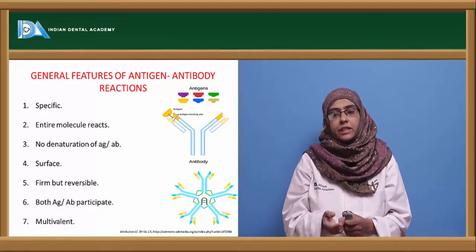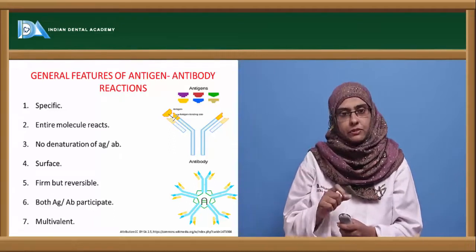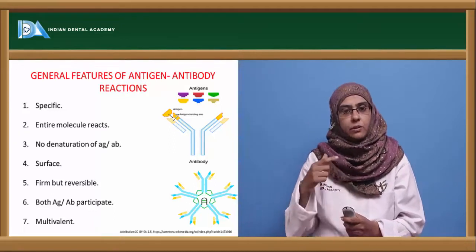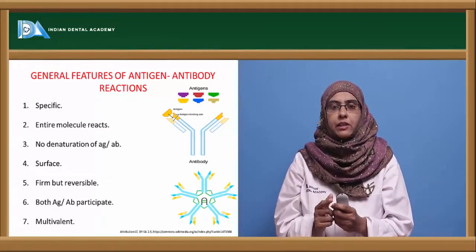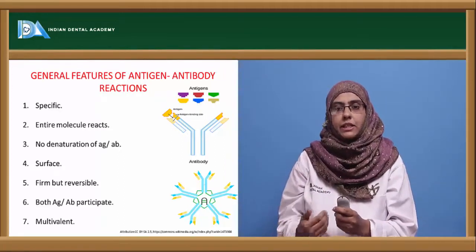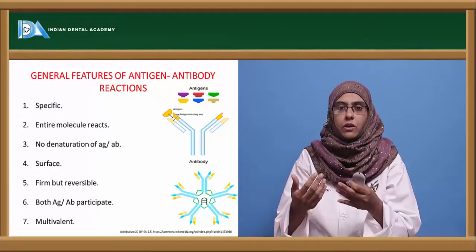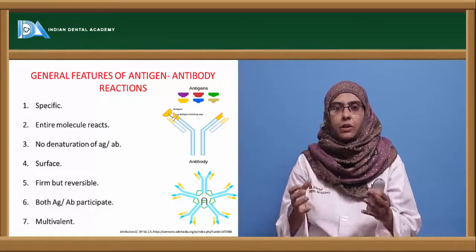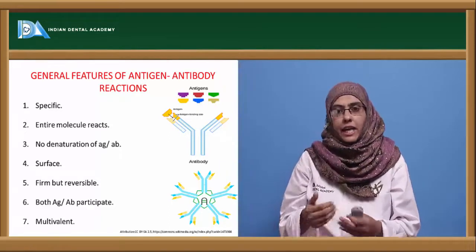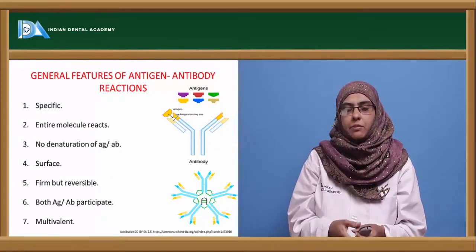And the next important thing is that the entire molecule reacts. The antigenic determinants present on the antigen induce the production of antibodies, and they interact with each other, but when they are precipitating or agglutinating, it is the complete, entire molecule that precipitates or agglutinates. It's not only the antigenic determinant or the antibody, it is the whole molecule that reacts and participates in the antigen-antibody response.